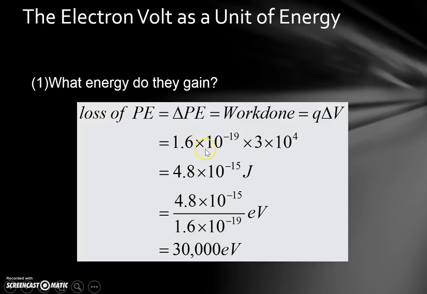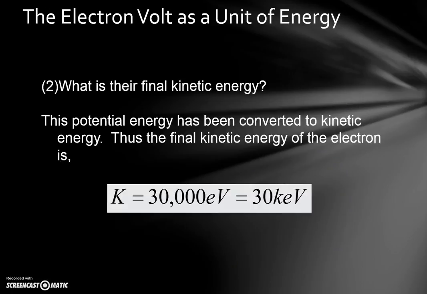So we know the charge, 1.6 times 10 to the negative 19, our potential difference, 3 times 10 to the 4, or 30,000 volts, gives us this number here in joules, and we can convert that into electron volts by following the steps from before and dividing it by 1.6 times 10 to the negative 19. Conversely, once we know that it's 1 electron going through a potential difference, you don't have to go through these steps. You can just go 1 electron, 30,000 volts, 30,000 electron volts of energy has been gained.